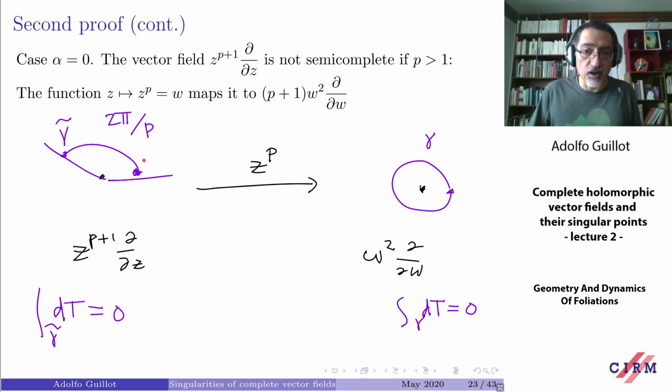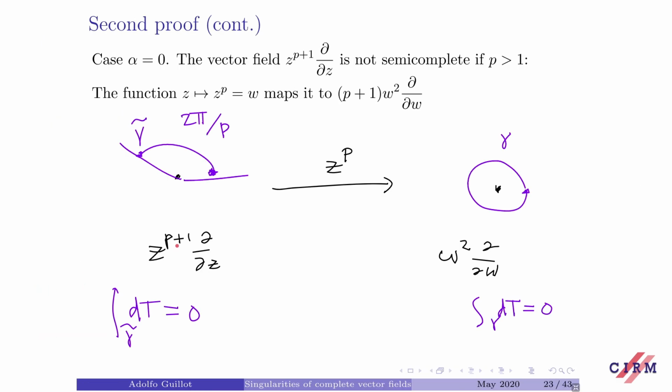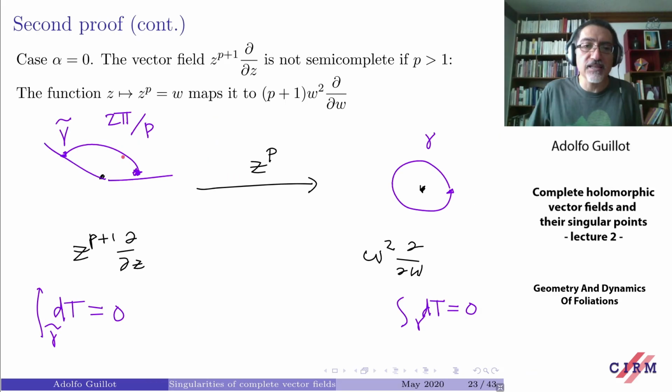So this vector field cannot be semi-complete. And this proves that if I have P different from 1, this is a proper sector. There's no way in which this lift of gamma can be a closed curve. So the vector field cannot be semi-complete. This finishes the proof of this statement.